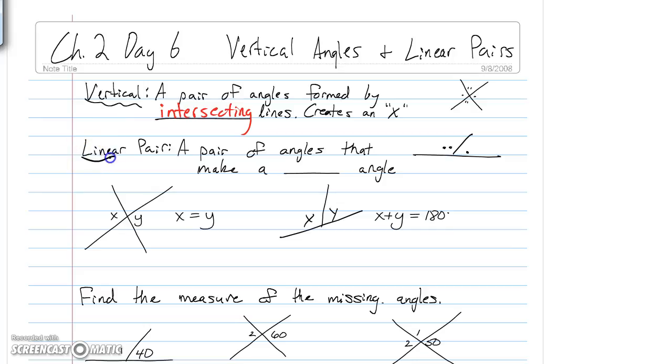That means that those angles are congruent or equal. A linear pair is a pair of angles that make a straight angle, and you guys know what that is already. So they're going to make a straight angle, and their angles are not necessarily going to be the same, but we know that their angles are going to form 180 degrees.